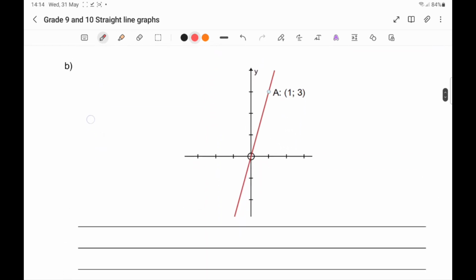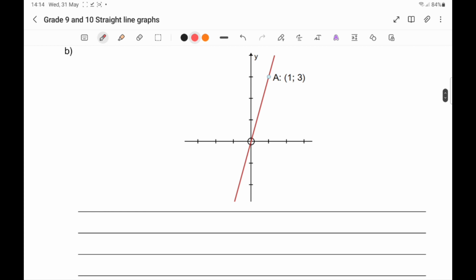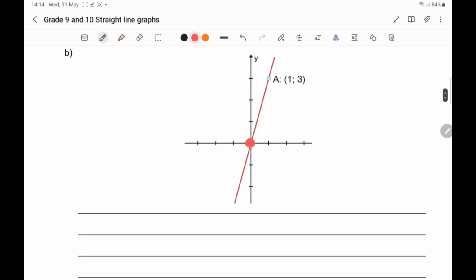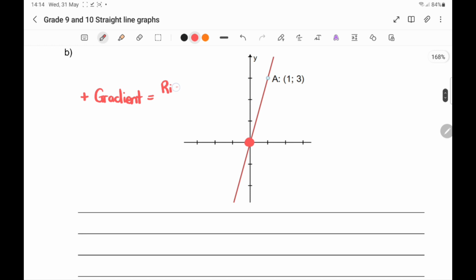Now, what about this one? Well, actually, we have the y-intercept there. It goes through 0, 0. Okay, so now, first of all, is it a positive gradient or a negative gradient? It's positive, it's going up. So for a positive gradient, you're always going to see how much did I rise over run.